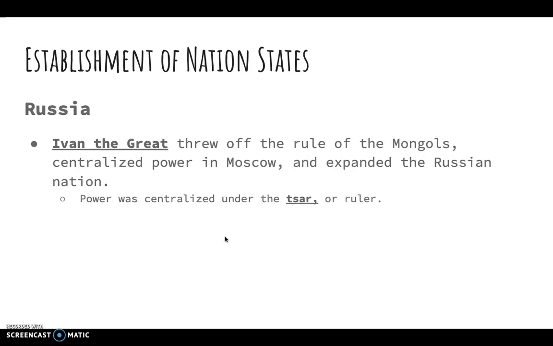Russia has come a long way since we talked about them with the Byzantine Empire. They had a lot of invasions by the Mongols, and Ivan the Great was able to defend Russia from those invasions. He centralized his power in Moscow and really tries to expand the Russian nation, really creating the Russia that we know today. Now, their monarchs are not called kings, they're called czars, which is the Russian word for ruler.